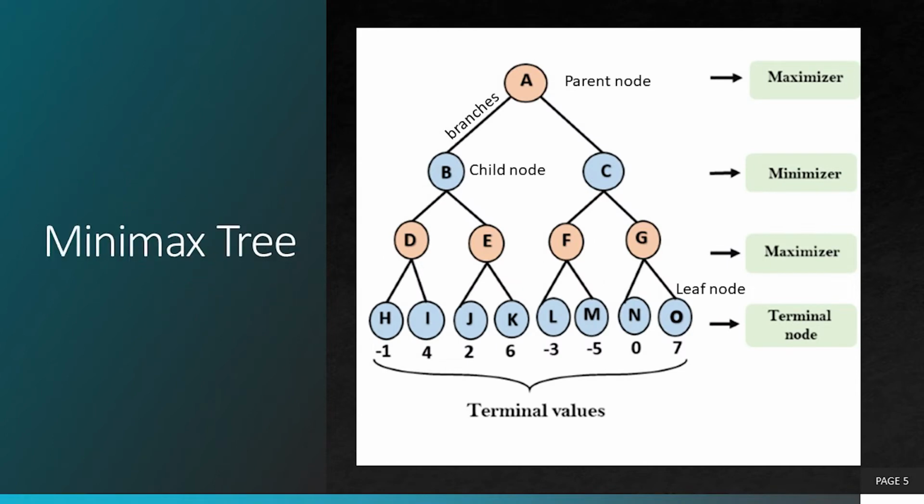Finally, the state of a game at any point is depicted in terms of a tree. The root of the tree is the current state of the game. A, B, C, D, and so on are called the nodes. There is a parent node and then there is a child node as depicted in this image. The last ones are called leaf nodes or terminal nodes. They do not have any other node after that.